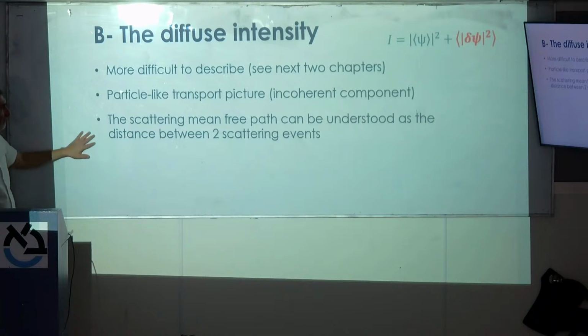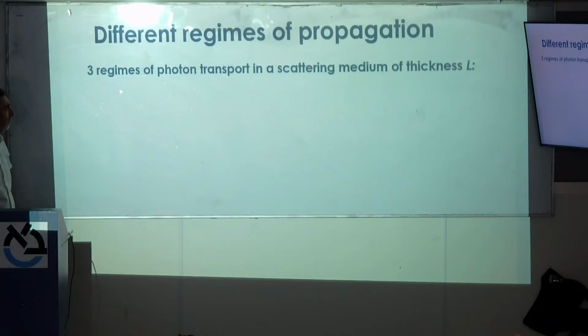The scattering mean-free path can be understood as the distance between two scattering events. Okay, but this is a very rough definition. Now we have a more precise definition of the scattering.